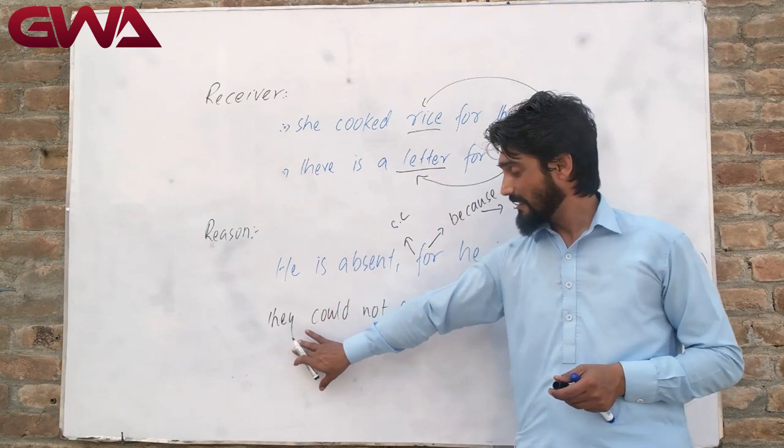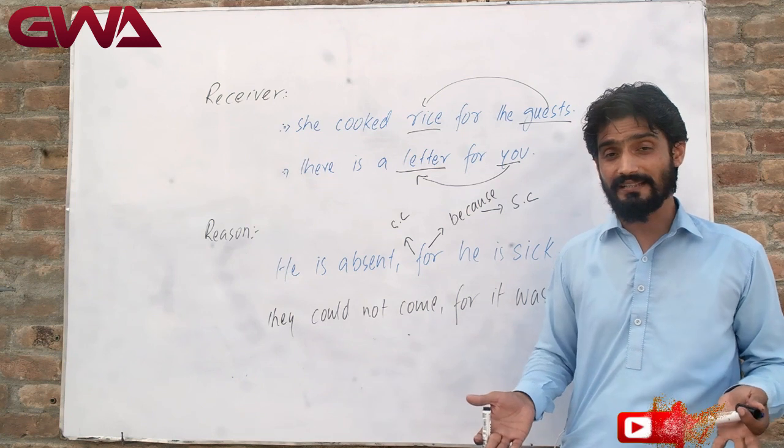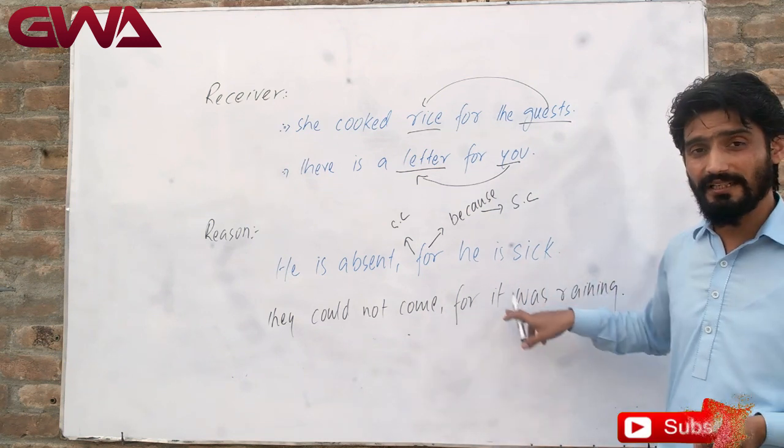Another example. They could not come. Why couldn't they come? What was the reason? For it was raining. Because it was raining.